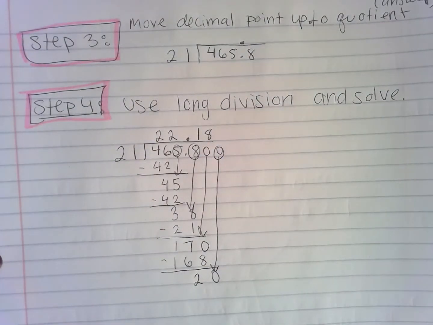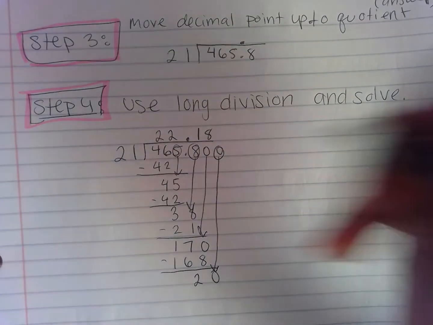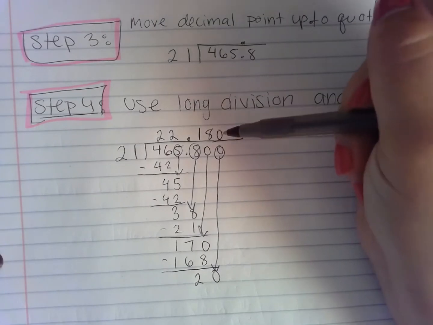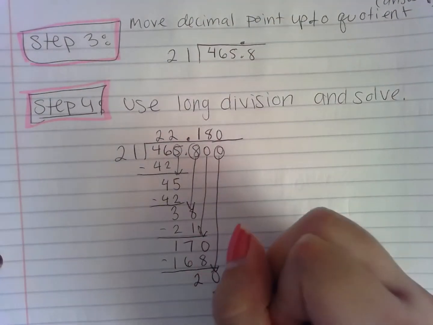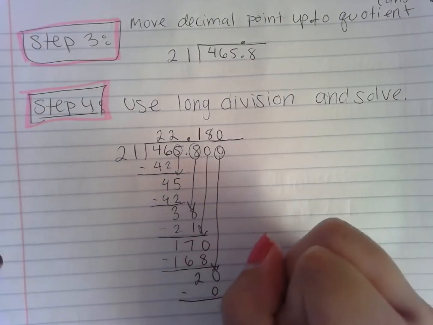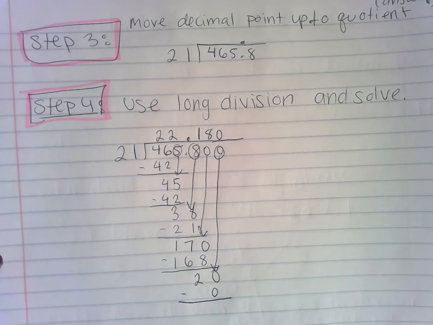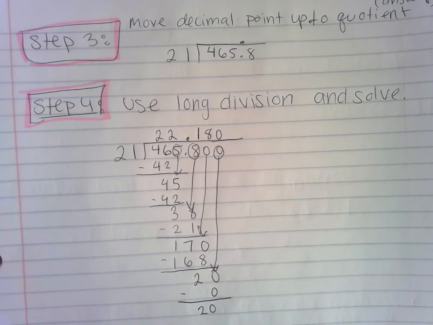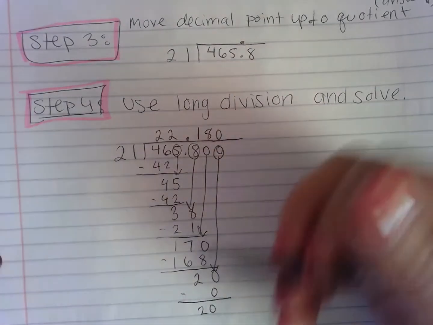So we're still stuck at some point because we're like, how many times does 21 go into 20? And what you're thinking is 0. Well, that's true, 0 times. So I'm just going to write a 0. 0 times 21 is just going to give me 0. And we're going to subtract that. 20 minus 0 will just give me 20. And it's going to keep going on and on. So I'm just going to stop it here.